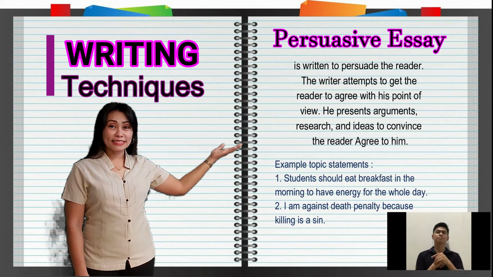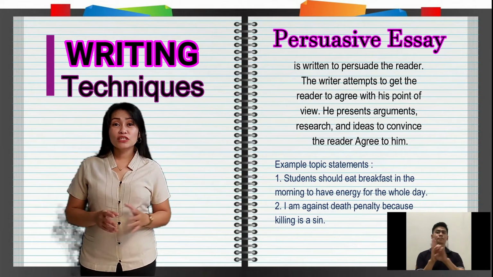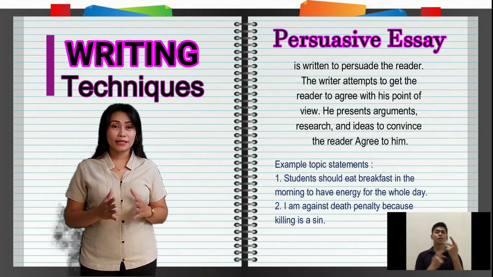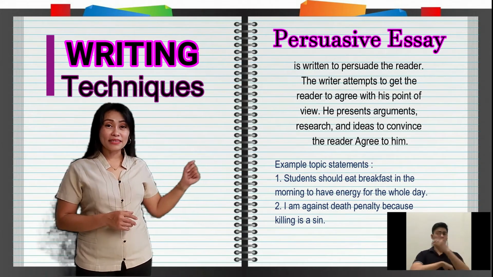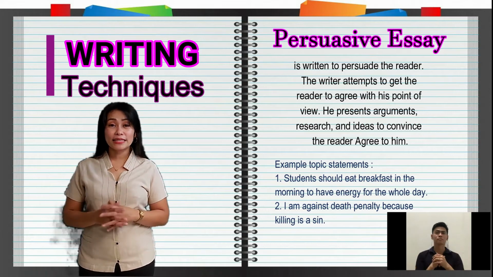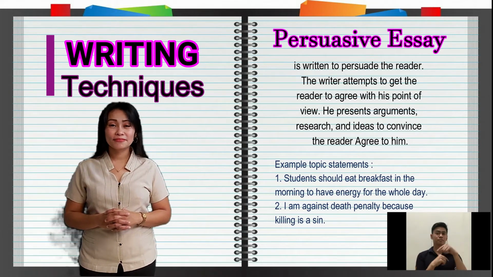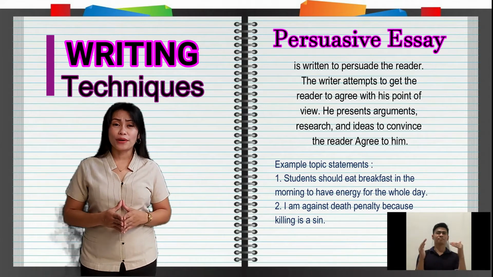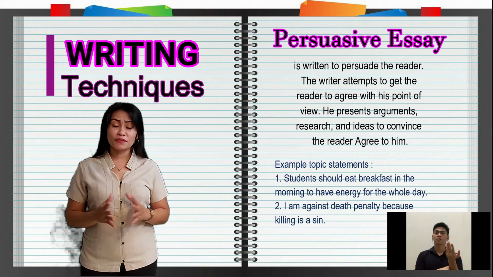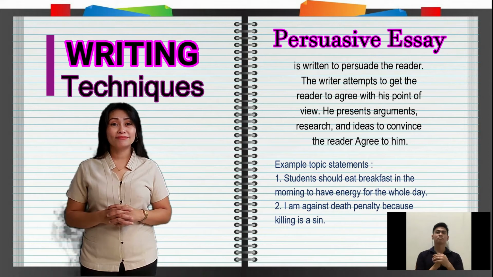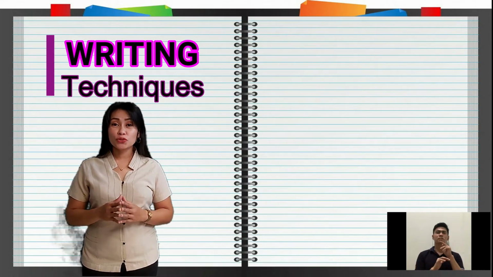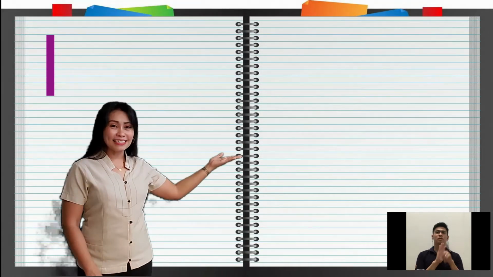Take a look at this statement. Students should eat breakfast in the morning to have energy for the whole day. I am against death penalty because killing is a sin. Persuasive essay uses personal judgment or viewpoints. How will we know if it's a personal viewpoint then? We will know that it's a personal point of view through the help of these signals.